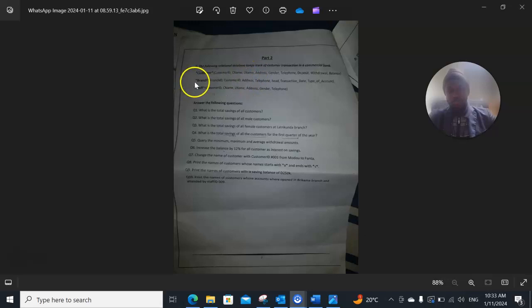This address is talking about the location of the branch. A branch can be located in Bakau, it can be located in Banjul, it can be located in Brikama. So this address will try to differentiate where the location of the actual branch is.